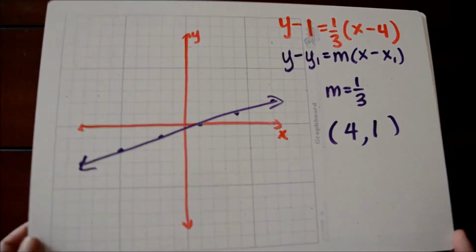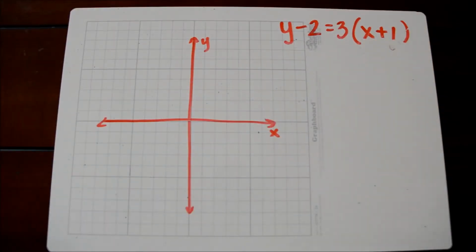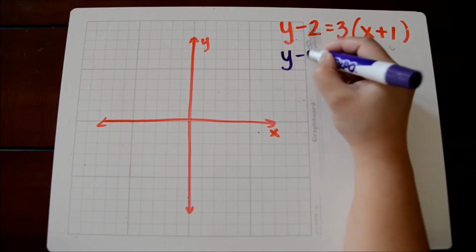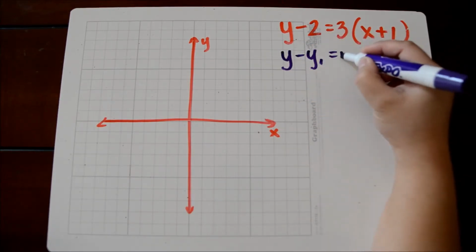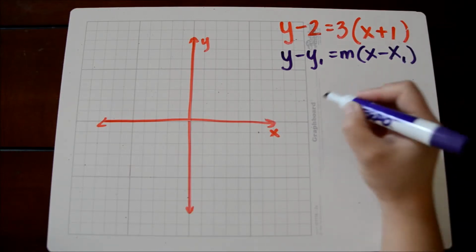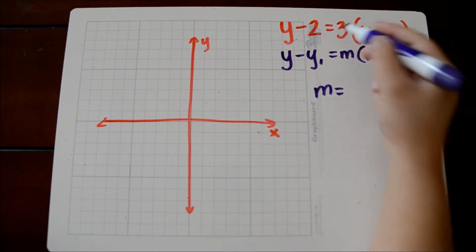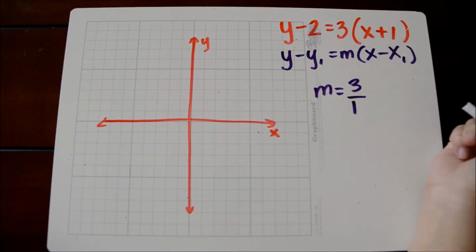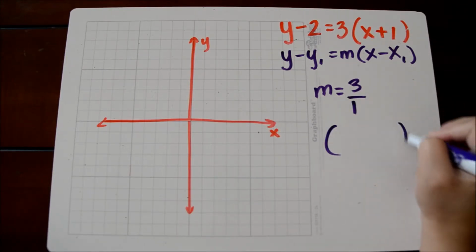Let's take a look at another example. So again, I'm going to rewrite point-slope form underneath our equation. And that way you could see how we're taking out this information. Our slope would be 3, and it's easier to rewrite this as a fraction because that's how we graph it with a rise over run ratio.